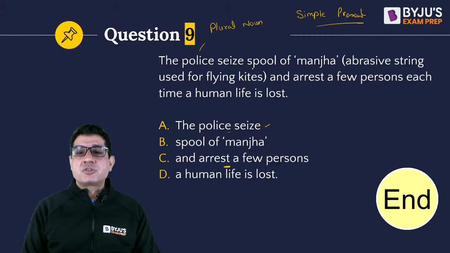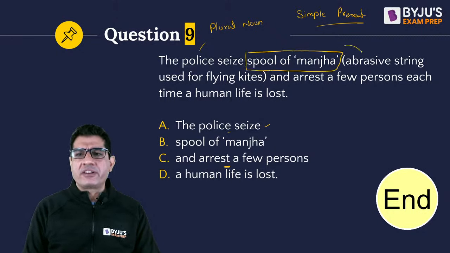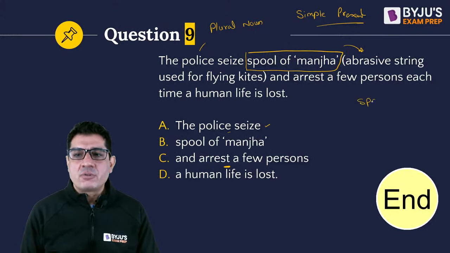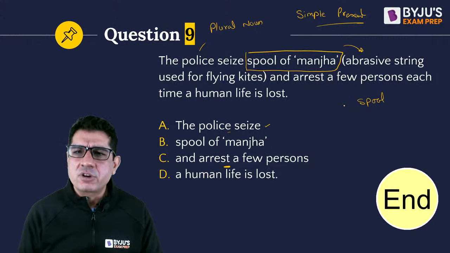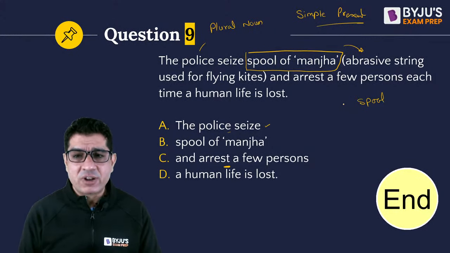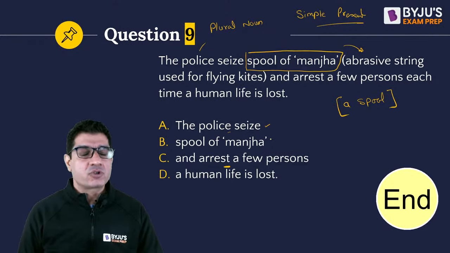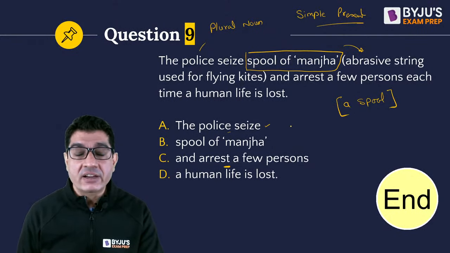The police sees spool of manja, and the definition of manja is already provided to you here. Now tell me something. Spool is a singular countable noun. So if you're using a singular countable noun, you need to have an a or an placed before it. So you say a spool. So without a spool, it will remain incorrect.